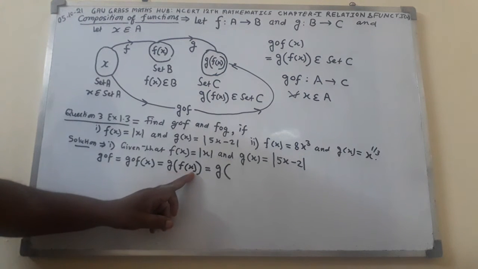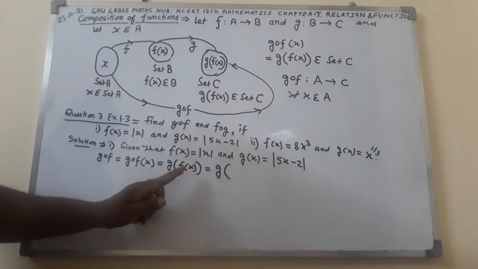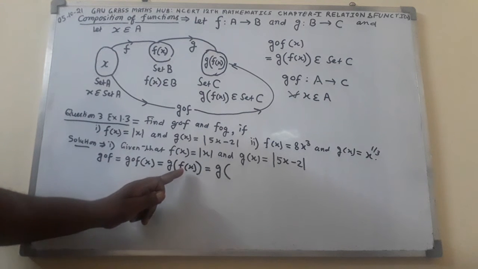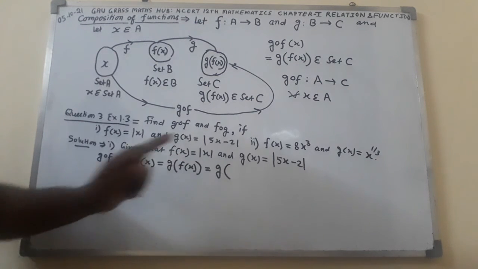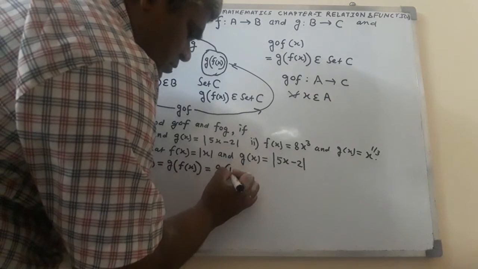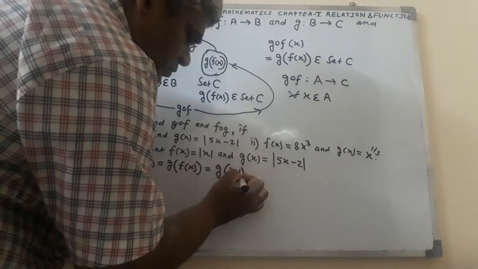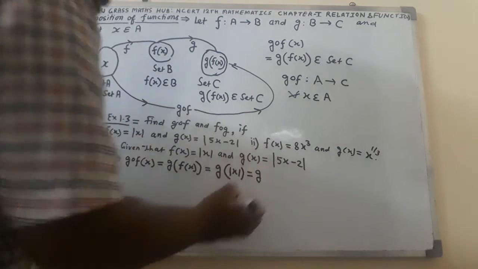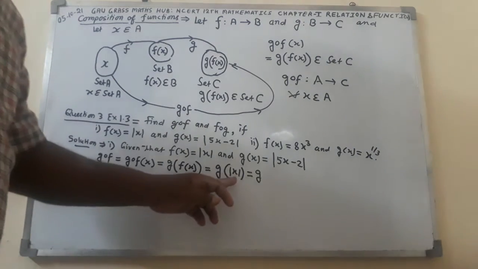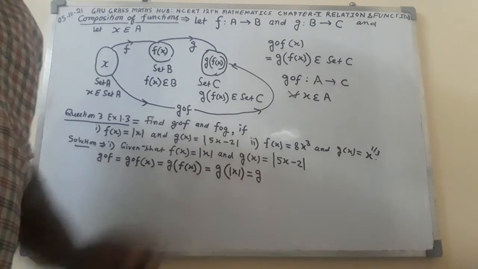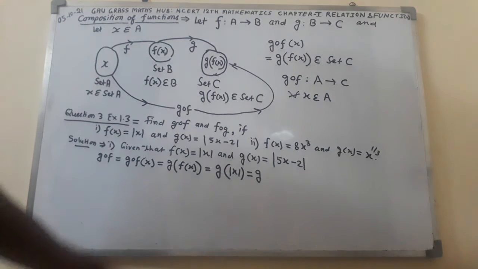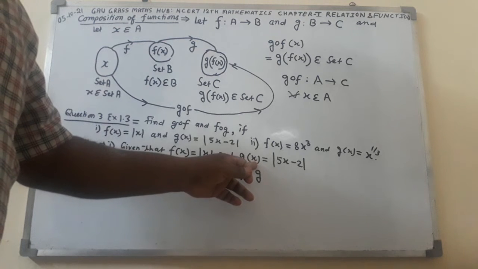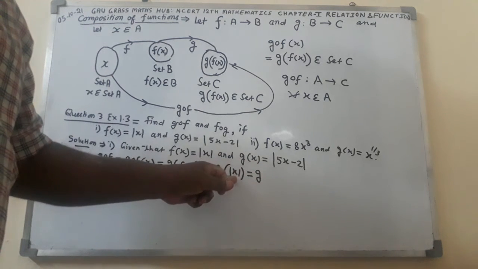In place of f of x, I shall write f of x equal to mod x. So here write mod x, and g of x equal to mod x, g I have written. And here you can see in place of x, here I shall write mod x.